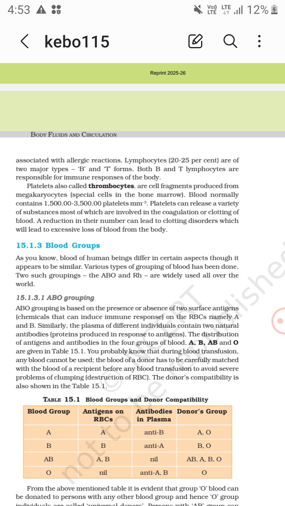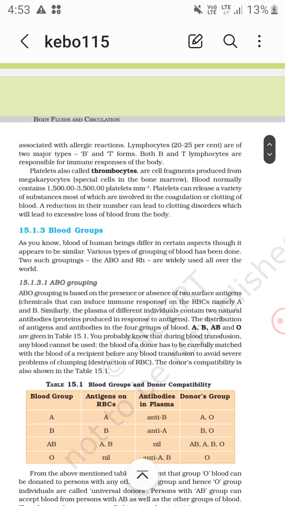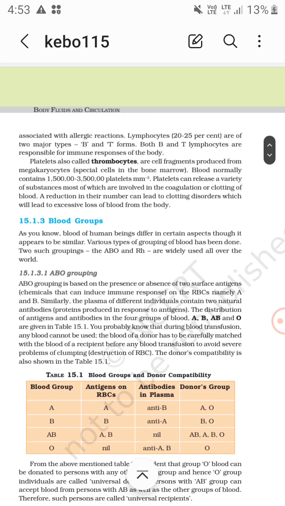Now blood normally contains 1,50,000 to 3,50,000 platelets per cubic millimeter. Platelets can release a variety of substances, most of which are involved in the coagulation or clotting of blood. A reduction in their number can lead to clotting disorders, which will lead to excessive loss of blood from the body.